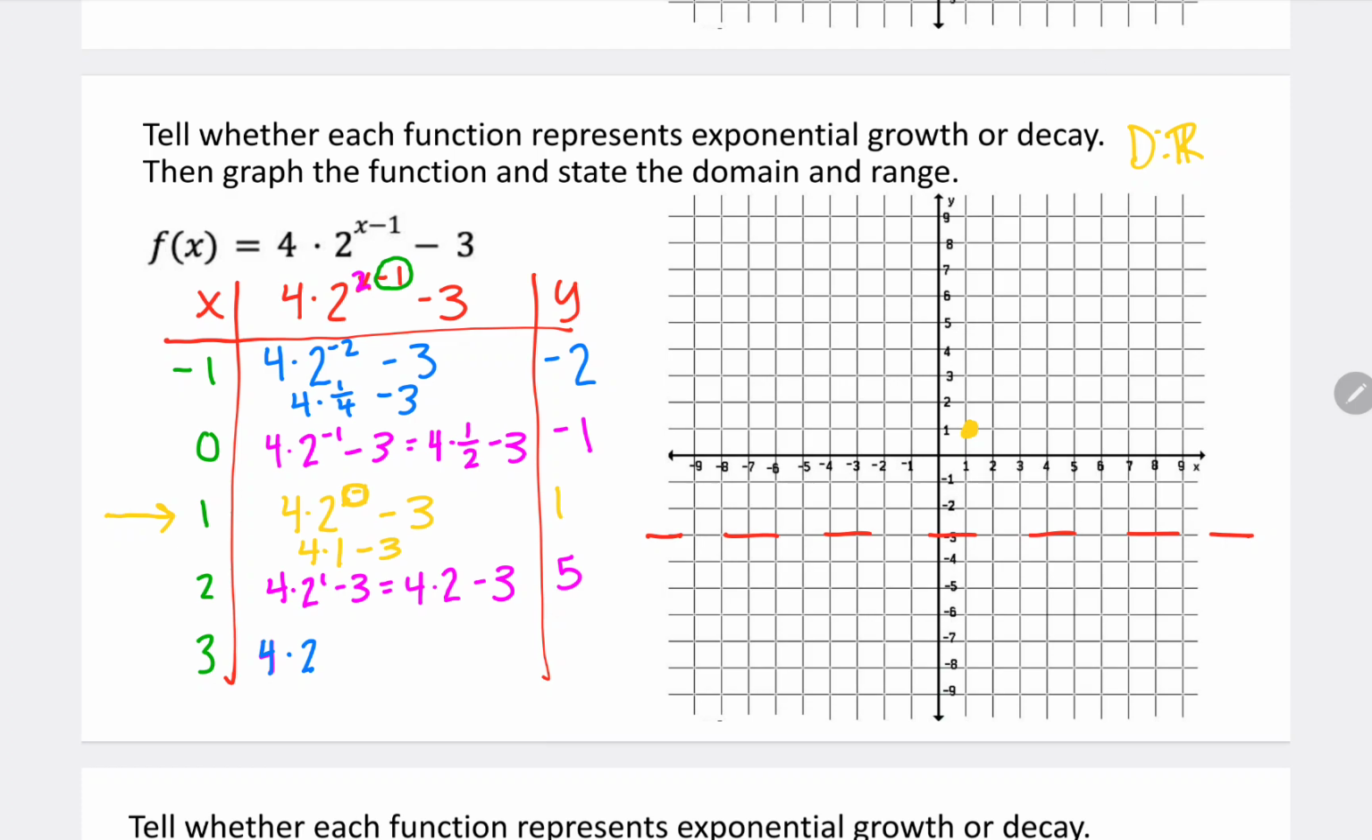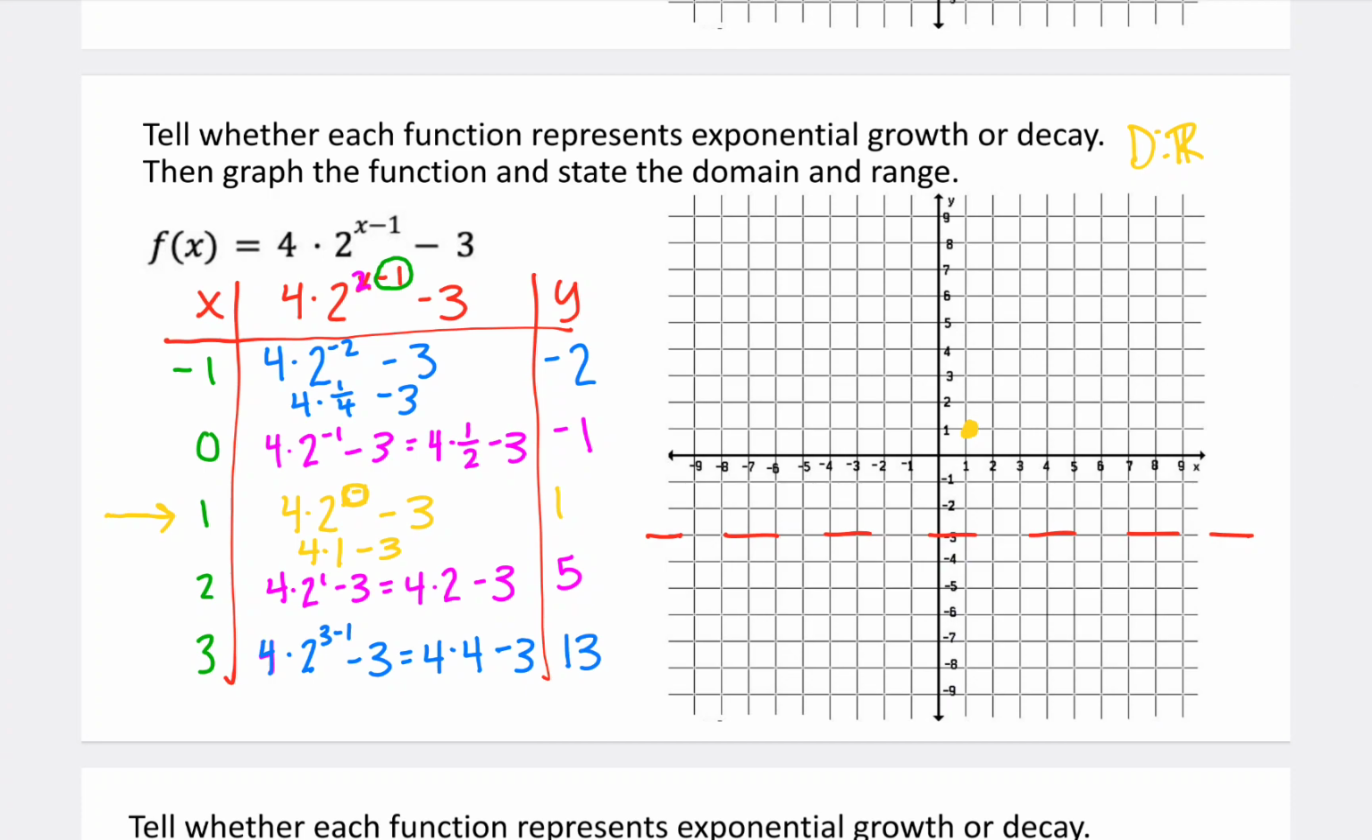When I plug in 3, my exponent then becomes 3 minus 1, or 2. So 4 times 2 squared, which is 4, minus 3 is 13. Clearly, we have to be careful with these so we don't make some silly errors.